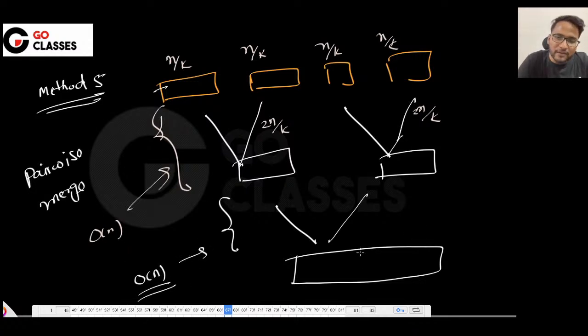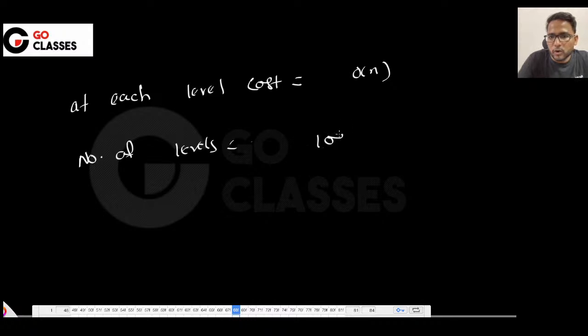And since there are k levels, there are k arrays, so that's why there are log k levels. At each level, cost is equal to order of n, and number of levels equal to log k. So total time is equal to n log k.